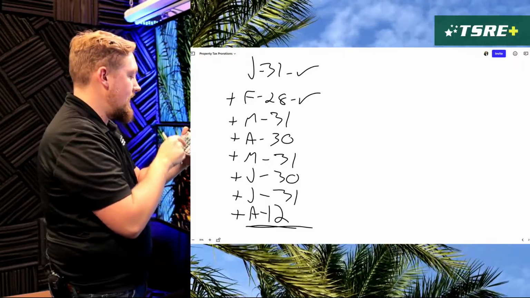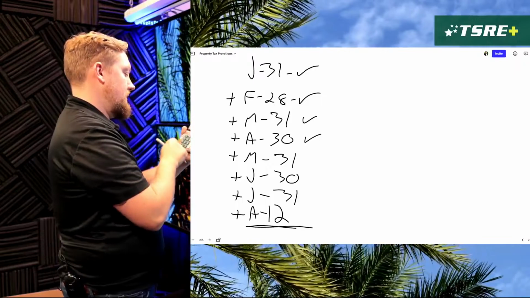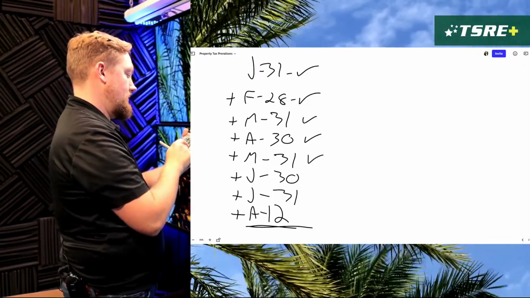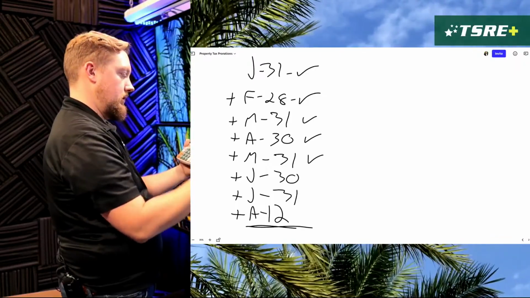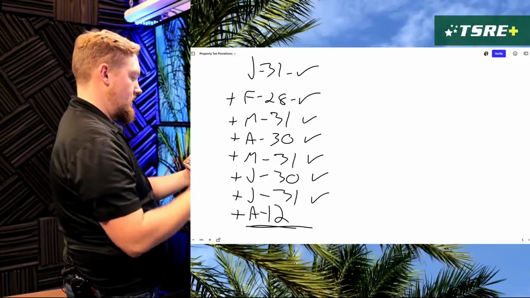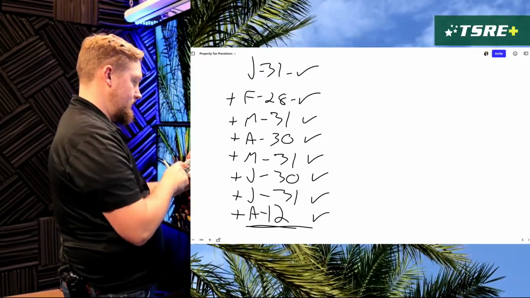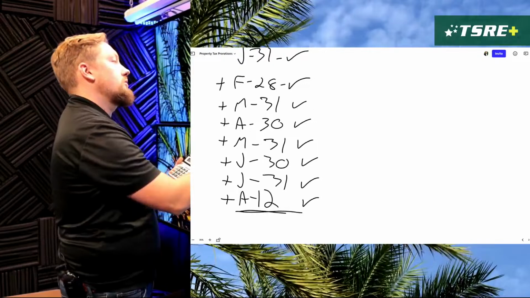So 31 plus 28 plus 31 plus 30 plus 31 plus 30 plus 31 plus 12. And so we come up with 224.